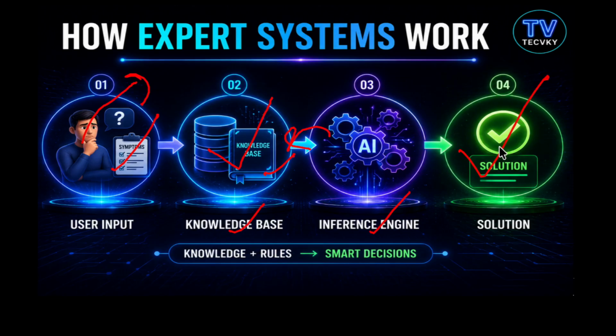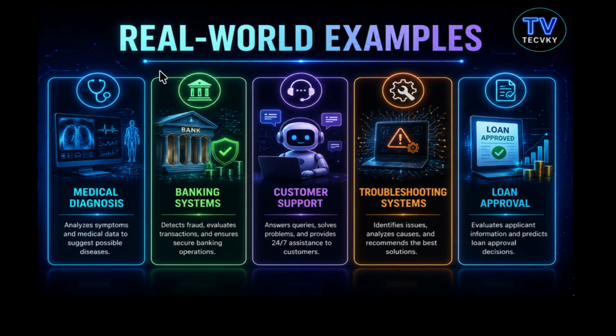Now that we understand how expert systems work internally, let's look at some real world examples where they are used to provide expert level recommendations and support. Expert systems are used in medical diagnosis, banking systems, customer support, troubleshooting systems, loan approvals, financial planning, legal support systems, and also customer services. They help users make decisions based on expert knowledge.